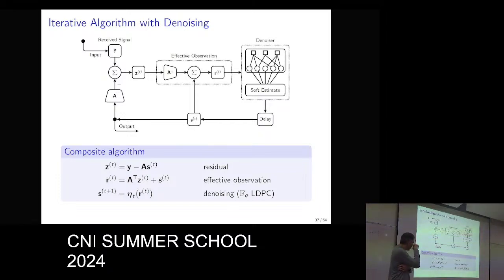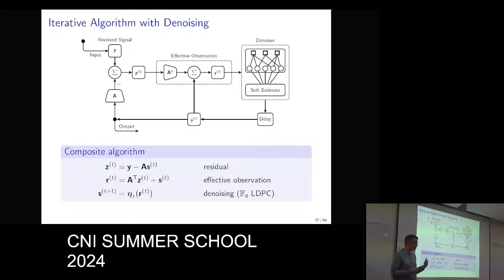Okay, so now for our problem, we know that the outer code is an LDPC code. So what can we do? The first thing that we can do is say we're going to denoise. So the difference between this slide and the previous slide is now we have introduced this denoiser. This denoiser is going to try to incorporate the information that we have about the state.